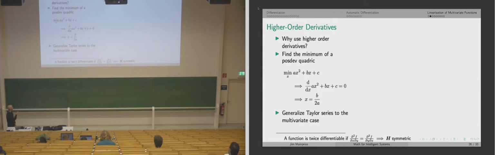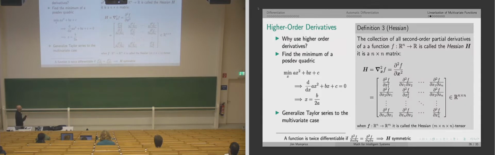And basically, that is what the Newton algorithm is doing. It's multiplying b here, which is the first order derivative, times the inverse of the second order derivative. So the second order derivative is the Hessian. It is the collection of all the partial derivatives of a function f, and it is a squared matrix.